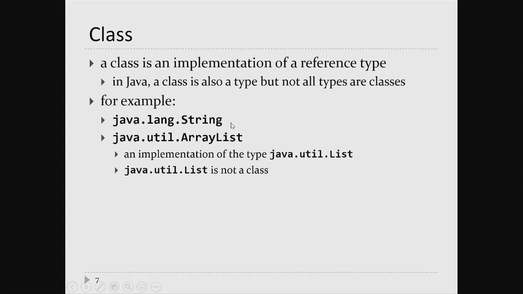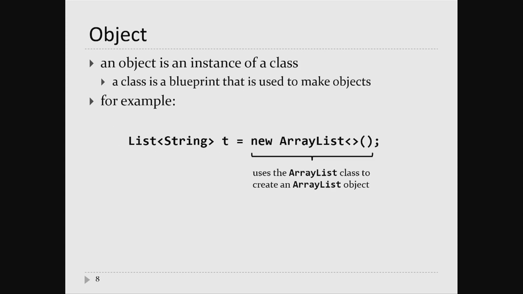So for example, string is a class. Array list is a class. But list is not a class. List is an interface. And an object is just an instance of a class. The way you make an object is you take the class and you use the class as a blueprint, and you make objects using that blueprint. For example, I can make a new array list. What that does is it creates an array list object using the array list class as a blueprint to make that object.